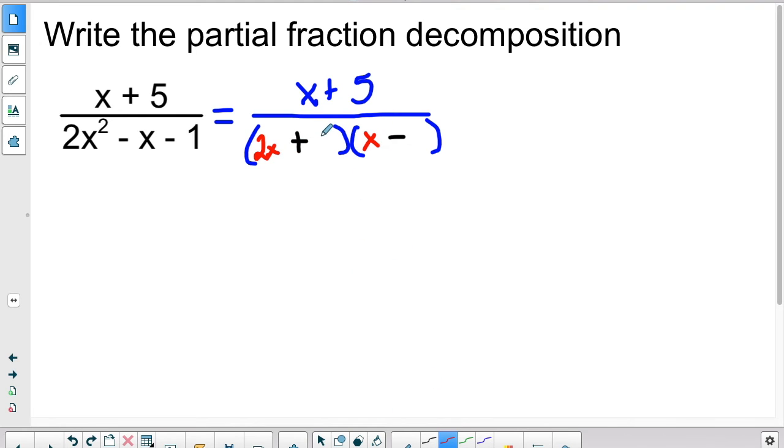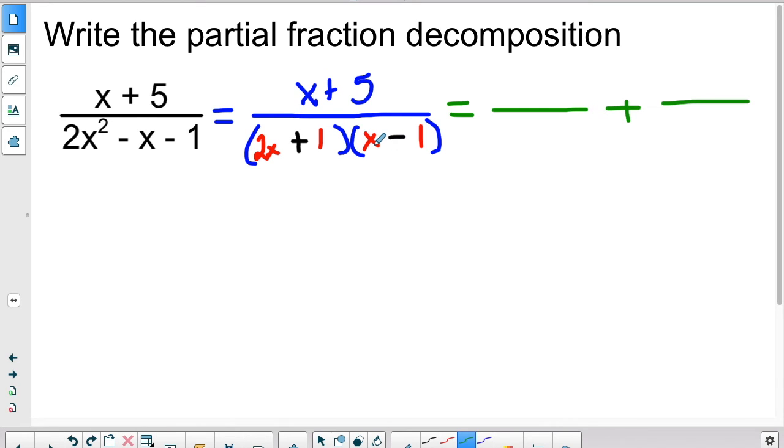And our factors of our constant term are going to be 1 and 1. 2x times negative 1 will give us negative 2x, plus x gives us negative x. So this works. And again, you can check it to make sure and work it out, but these are going to be our two factors. Equal. So now we can set up our partial fraction decomposition.